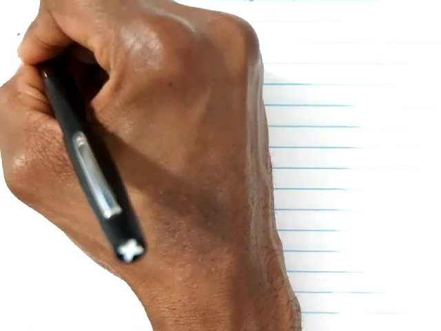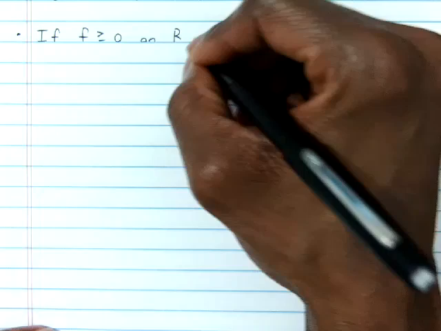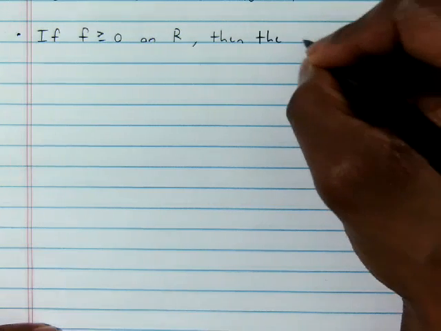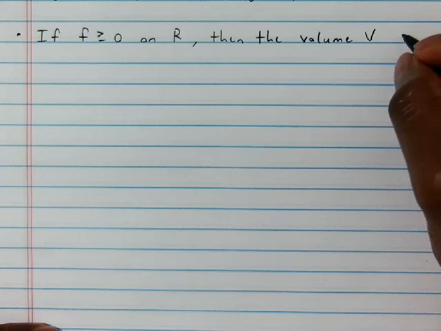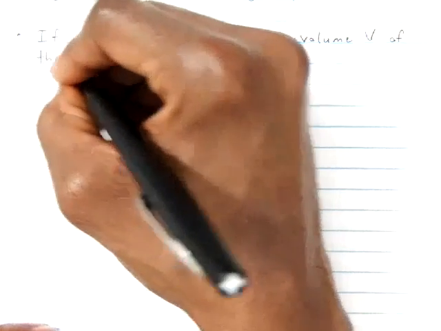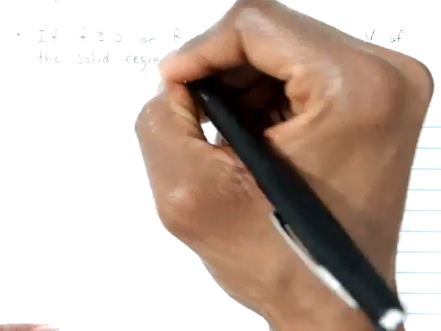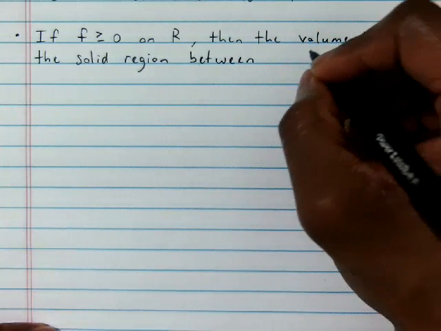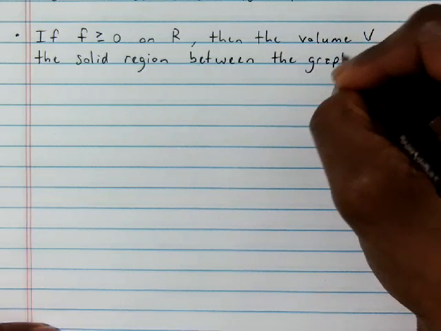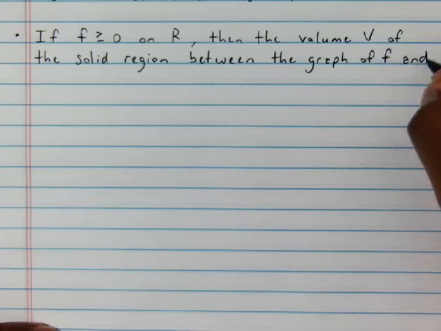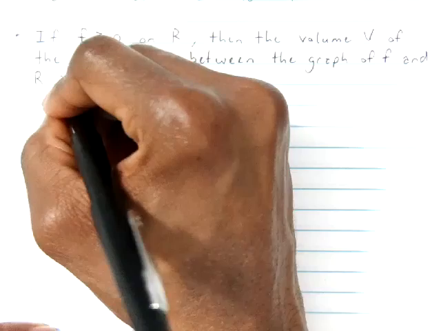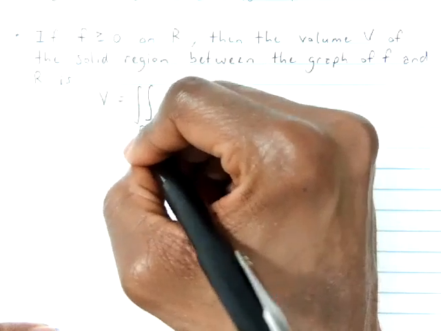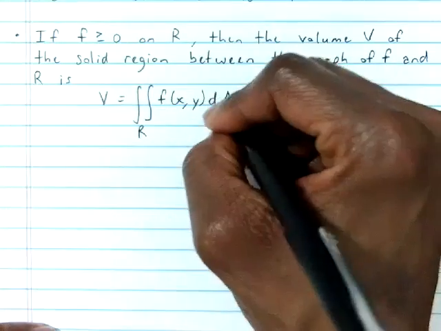All right, so we're going to continue with section 14.1. And first, one note that we'll need for our first example is that if f is greater than or equal to 0 on R, then the volume, capital V, of the solid region between the graph of f and R is V equals the double integral over R of f of x, y with respect to area.